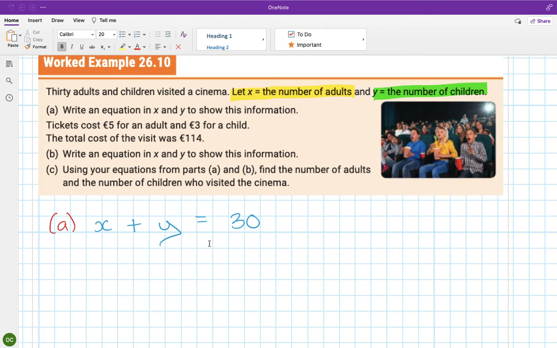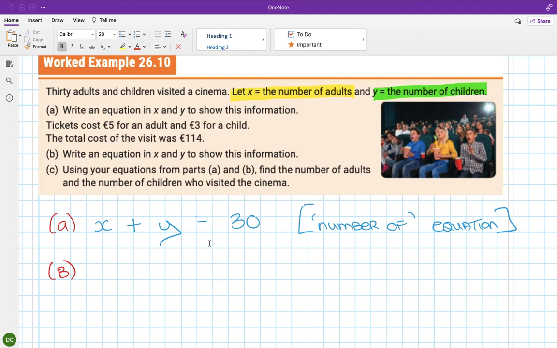Okay, so I call this the number equation. And it's almost always followed by a costing equation. Okay, look at the next bit, tickets cost. Okay, so just watch what we have to do here. Tickets cost €5 for an adult and €3 for a child, and the total cost of the visit was €114.